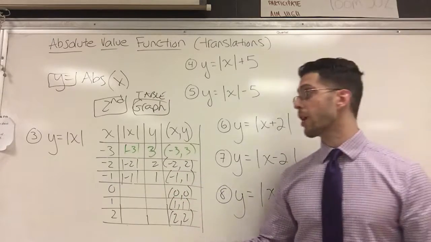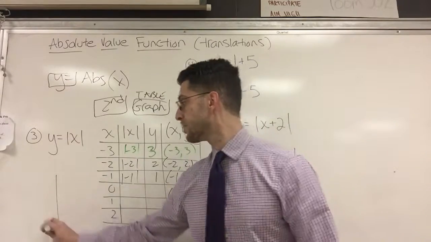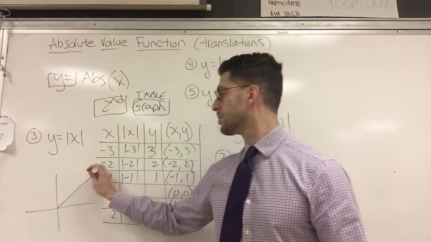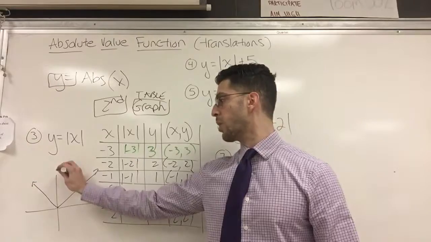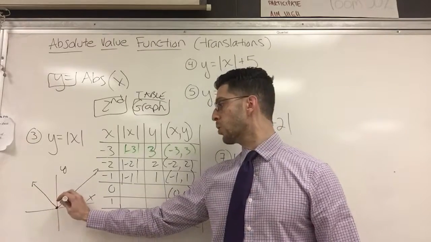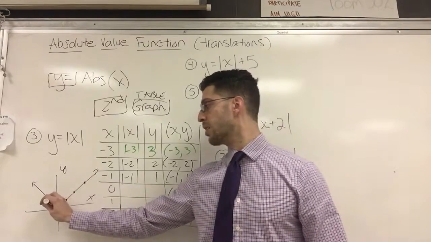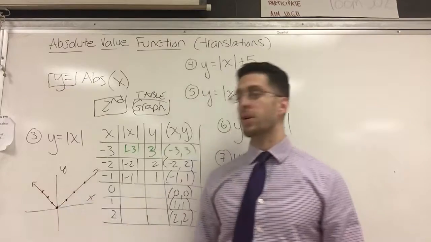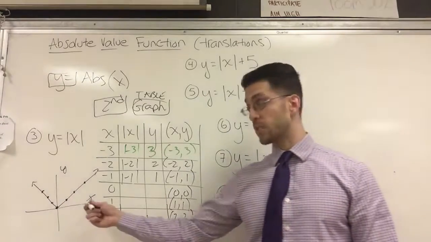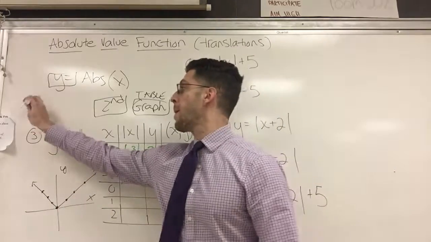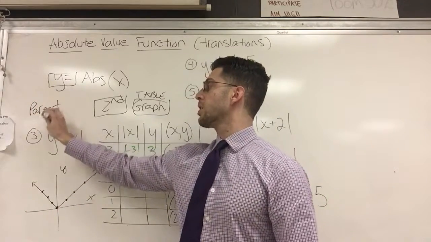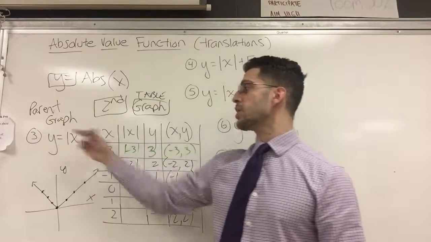6 points, put them on a graph. Guess what you're going to see? A V. Okay? Here's my x-axis, here's my y-axis. Here's 0, 0, 1, 1, 2, 2, 3, 3, negative 1, 1, negative 2, 2, negative 3, 3. If you watch my stuff, you've seen this already. So this is considered the parent graph.